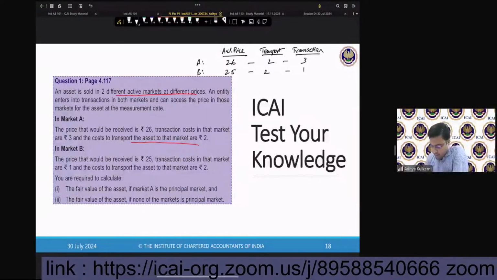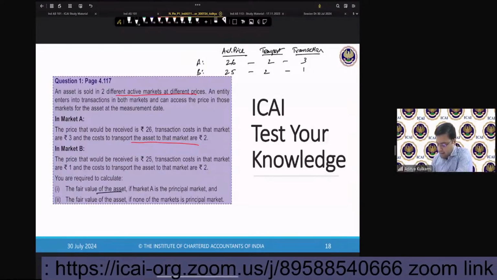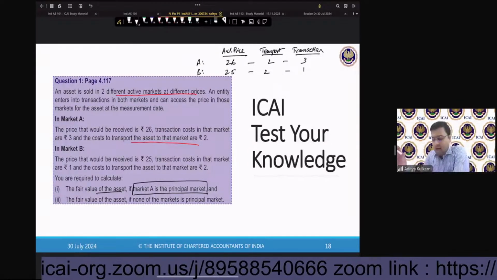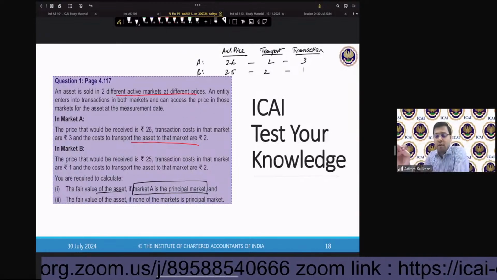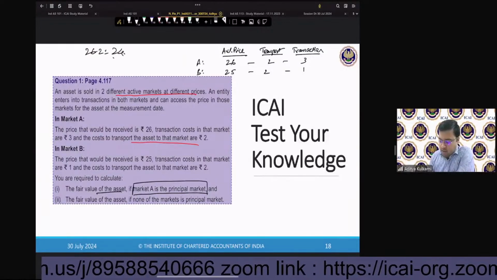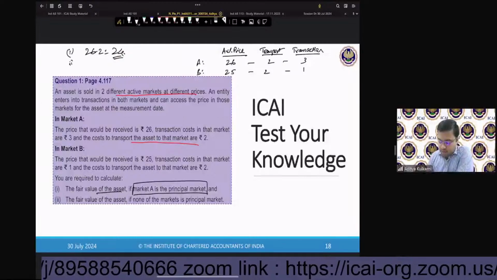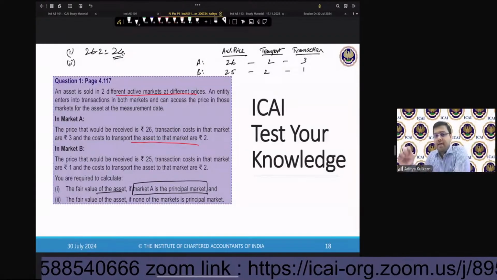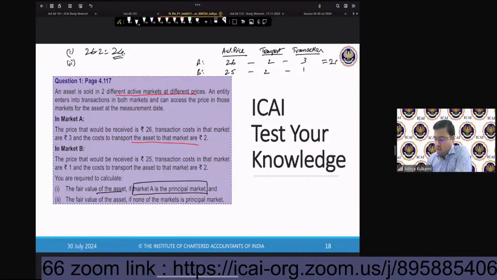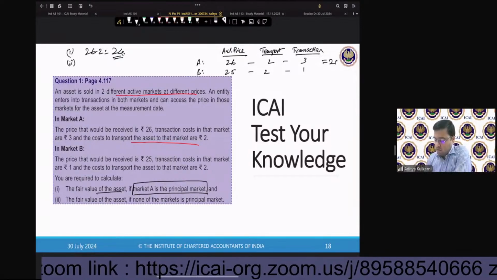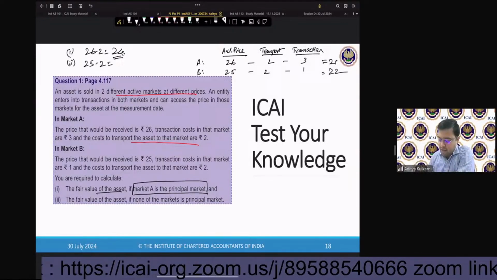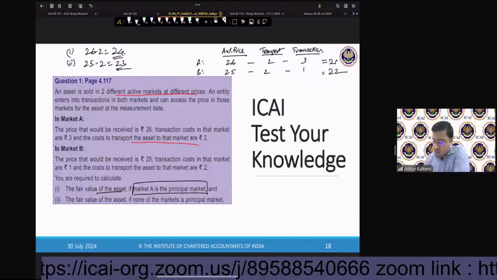All right. So now you are required to calculate the fair value if market A is the principal market. If market A is the principal market, will I look at market B? Answer is no. You will not look at market B. So what will be your fair value? Available price minus transportation cost. So 26 minus 2 is equal to 24. This is the answer to 1. Answer to 2. If none of the market is a principal market, we will look at the most advantageous market. So 26 minus 2, 24 minus 3, 21. 25 minus 2, 23 minus 1, 22. So which becomes most advantageous? B becomes most advantageous. So 25 minus 2 equal to 23.